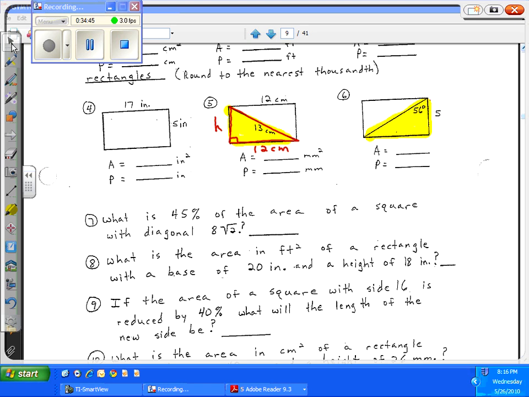Here your height is 5, but to get your base, you're going to have to use this right triangle. You don't know two sides, you can't use Pythagorean theorem. It's not 30, 60, 90 or 45, 45, 90. So you have to use sine, cosine, or tangent, one of the trigonometric ratios, to find the base.